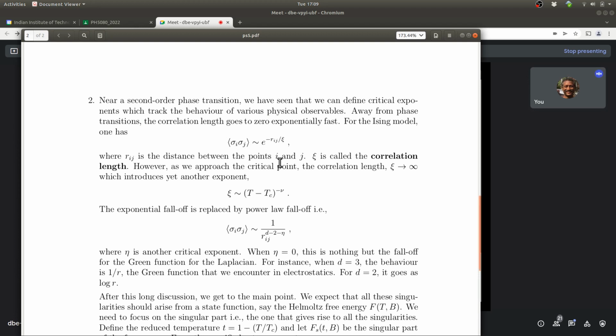And so let's say we are at t greater than tc. If you can do this computation, by the way, and we haven't done it, we'll find that it falls off exponentially.